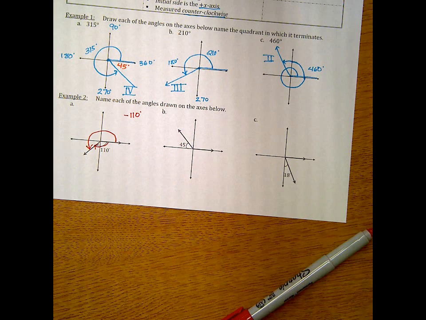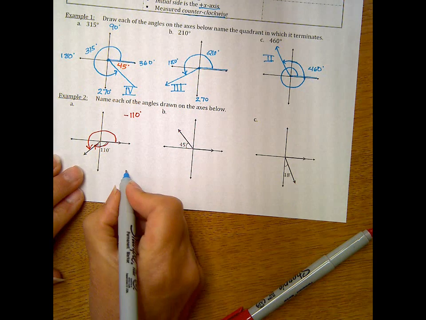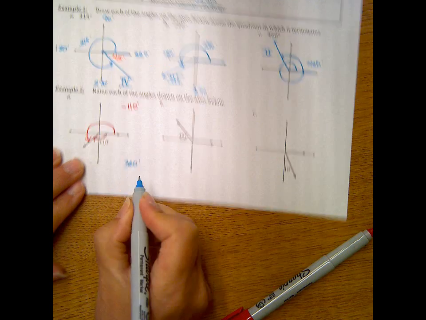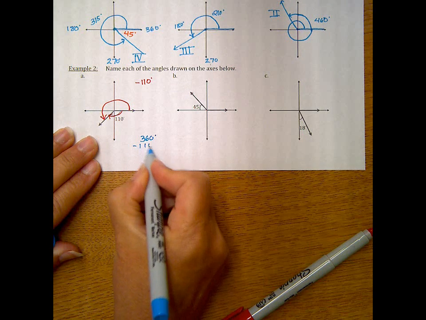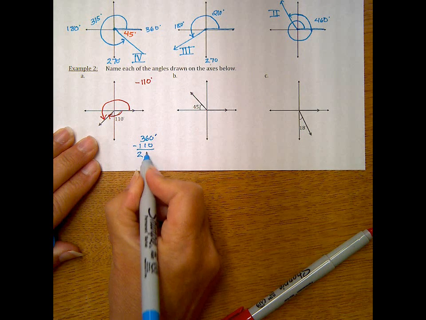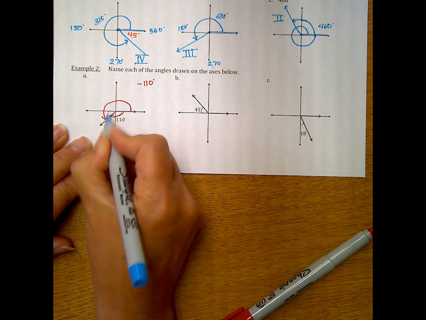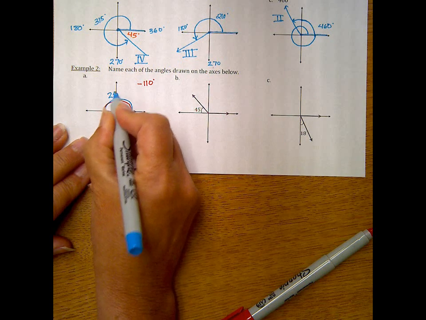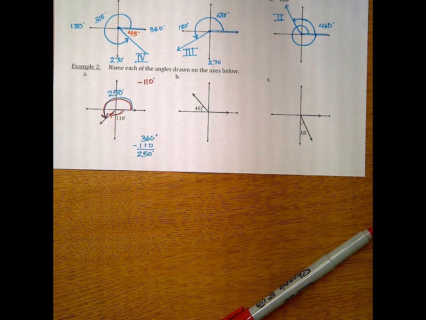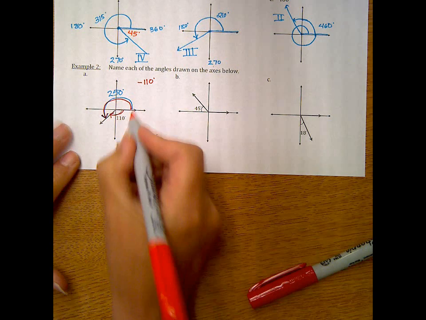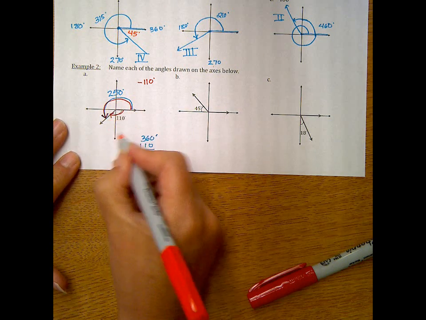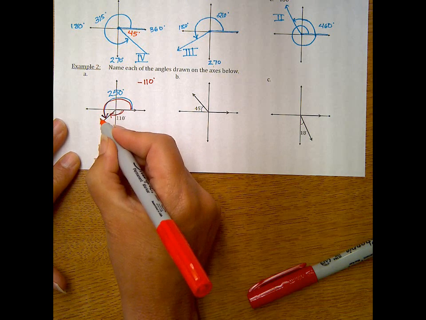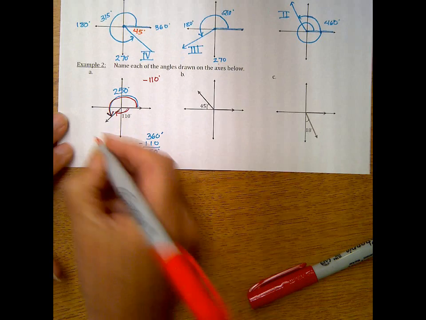So let's think about that. If the whole circle is 360 degrees, if we subtract out 110, we're going to be left with 250 degrees. So this angle here, I'm going to make it blue, is going to be 250 degrees. Now there's an infinite amount of angles we can name that still terminate at that same place. Like I could lap around 360 degrees and then go another 250 degrees. So let's think about that just a second.